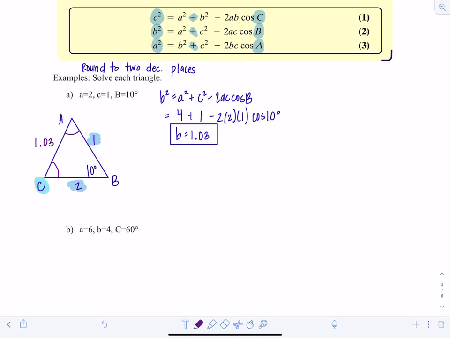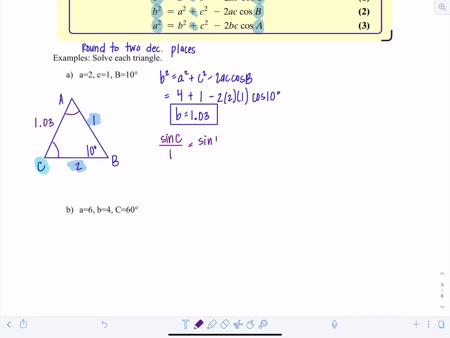So we're going to use the law of sines now. So I know sine of C over 1 is equal to, and then now I'm going to have sine of 10 degrees over 1.03. Do you see how that works? Good. And then here we have sine of C equals sine of 10 degrees over 1.03. So then you type sine inverse in the calculator. So C equals sine inverse of sine of 10 degrees divided by 1.03. And you should get 9.73 degrees.